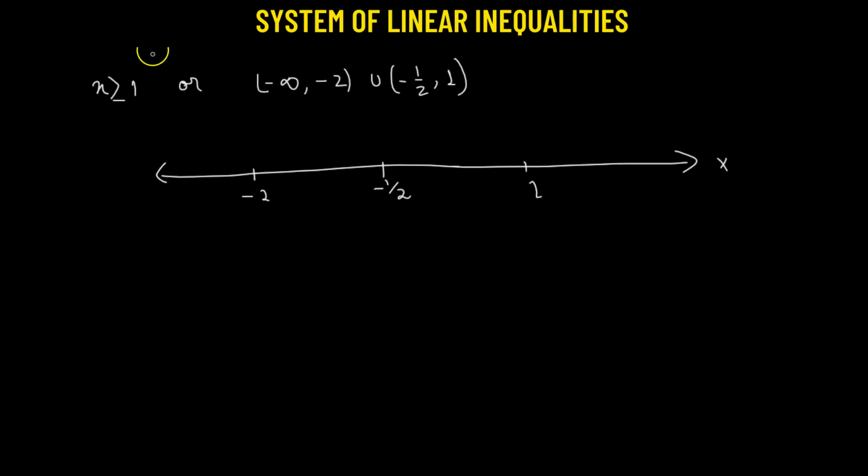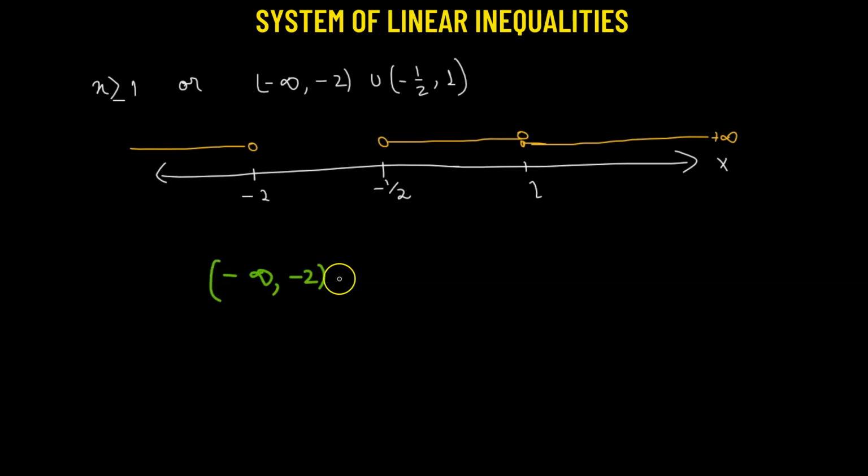From case number 1, we obtained that x can take all the values greater than or equal to 1. So x equals 1 is also included. It is going to lie to the right of x equals 1 and extend up to positive infinity. Then from the second case, we got the solution that x must lie between negative infinity and negative 2, and also from negative half to 1.